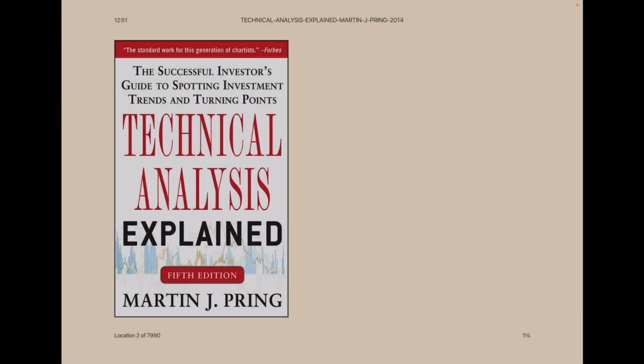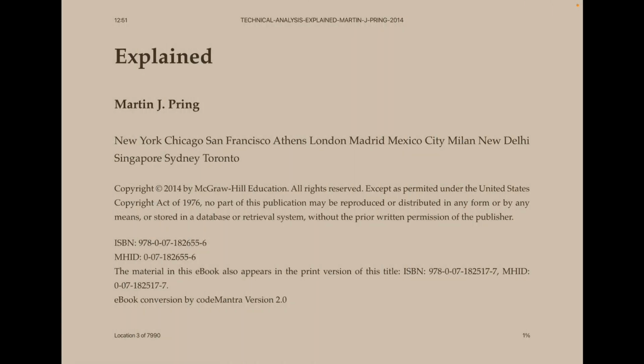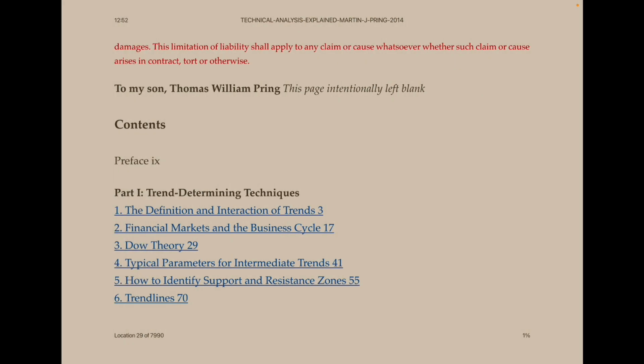The Successful Investor's Guide to Spotting Investment Trends and Turning Points. Technical Analysis Explained by Martin J. Pring. Part 1. Trend Determining Techniques. Chapter 1. The Definition and Interaction of Trends.